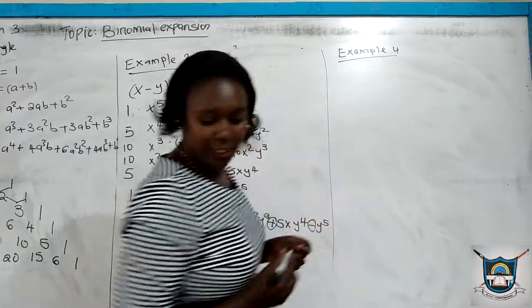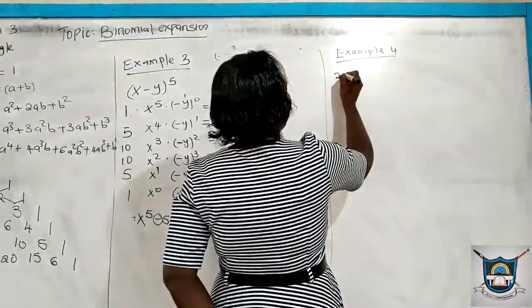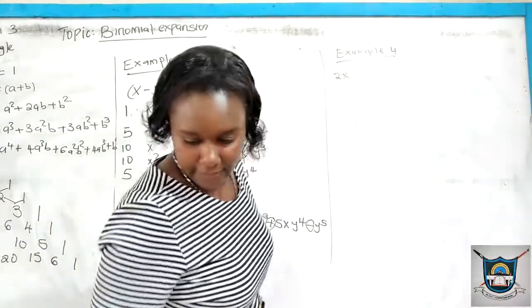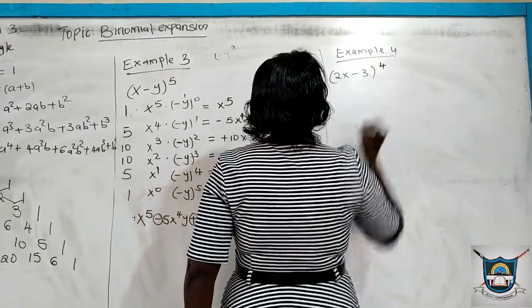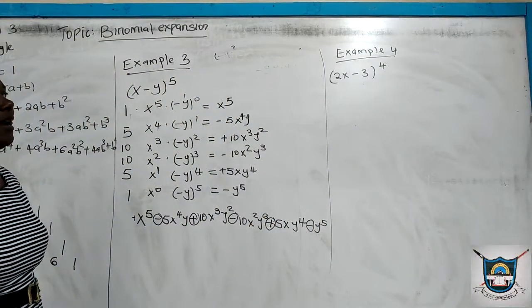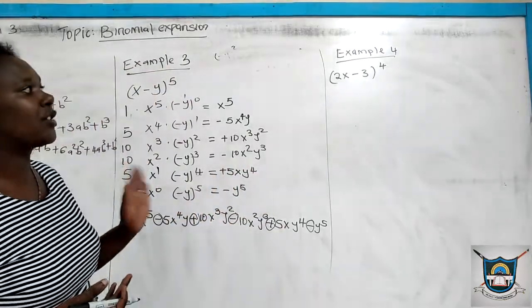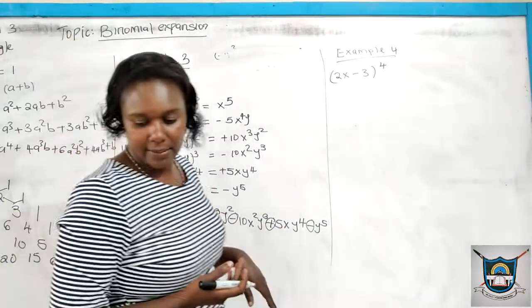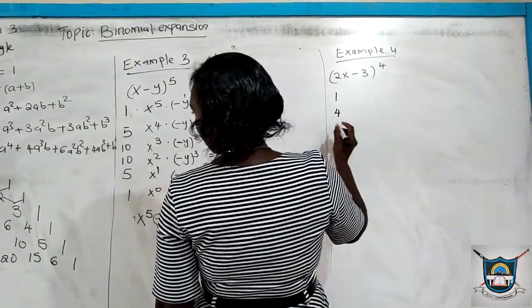Our question is still use binomial expansion to expand (2x - 3) power 4. And you can still get other powers like power 5. In fact, our mathematical table goes up to power 20, so you can get all that. So the coefficients of 4 are 1, 4, 6, 4, 1.